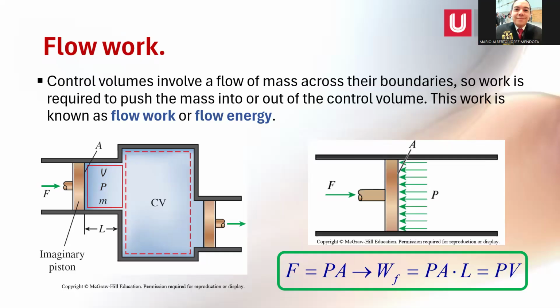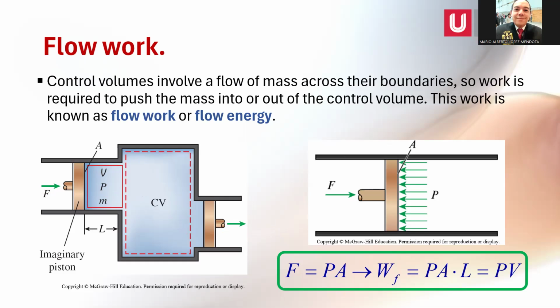So let's begin. And remember, on the left side we have the basic representation of a control volume, and a control volume always involves the flow of mass across the boundaries of the system. It means that some quantity of mass must enter the control volume, and obviously a quantity of material will go out.